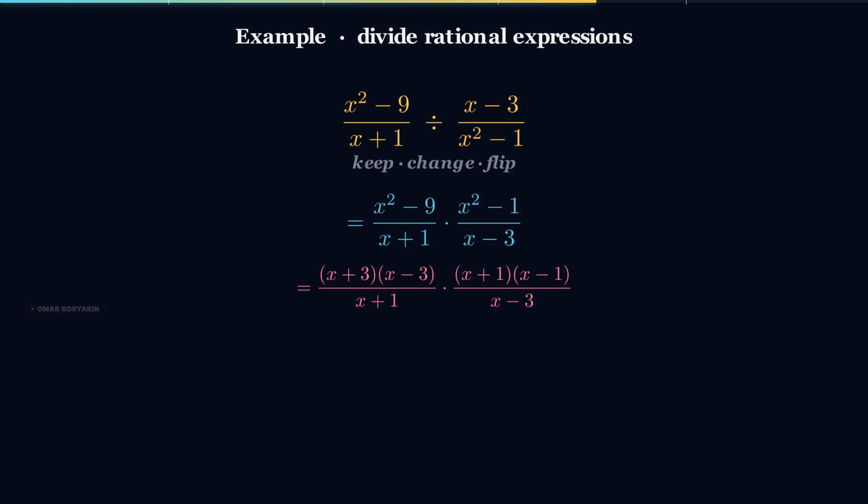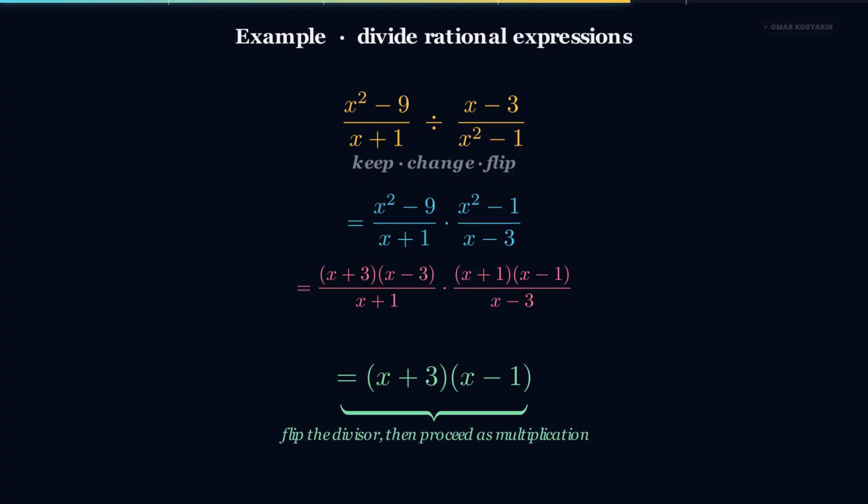Factor everything. X squared minus 9 equals x plus 3 times x minus 3. X squared minus 1 equals x plus 1 times x minus 1. The other two pieces, x plus 1 and x minus 3, are already linear factors. Cancel and multiply. The factor x minus 3 appears once in a numerator and once in a denominator. Cancel. The factor x plus 1 appears once in a numerator and once in a denominator. Cancel. What remains in the numerator is x plus 3 times x minus 1, and the denominator becomes 1. The simplified result is the binomial product x plus 3 times x minus 1.